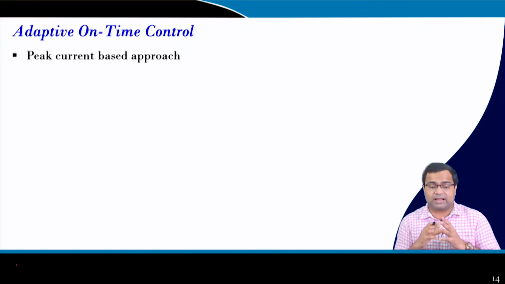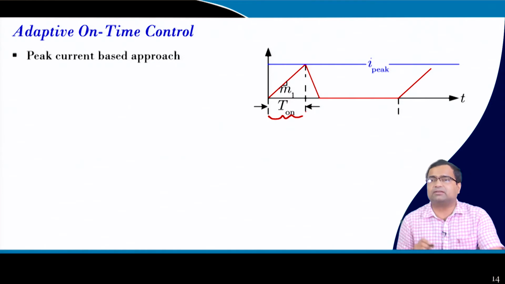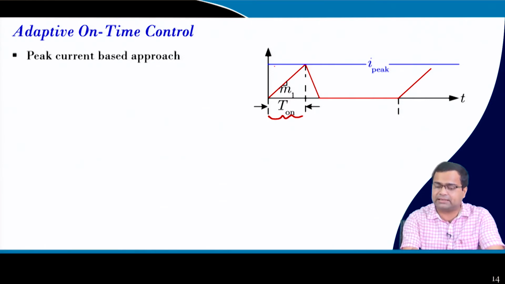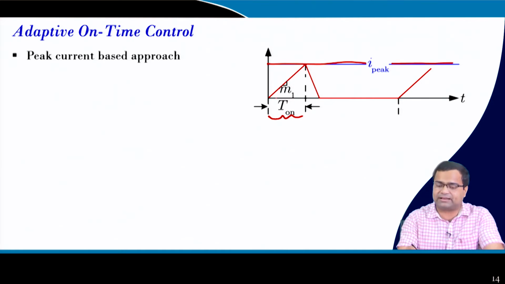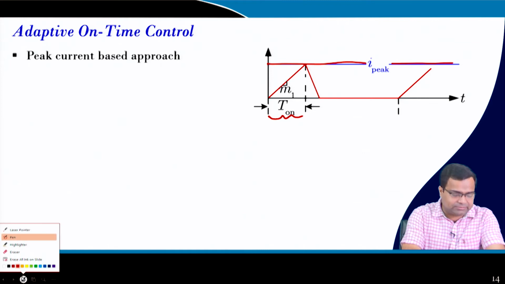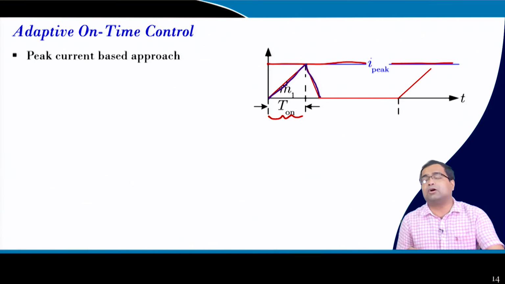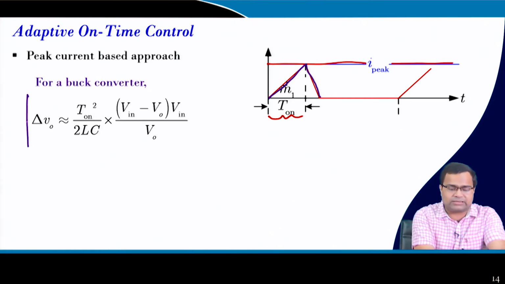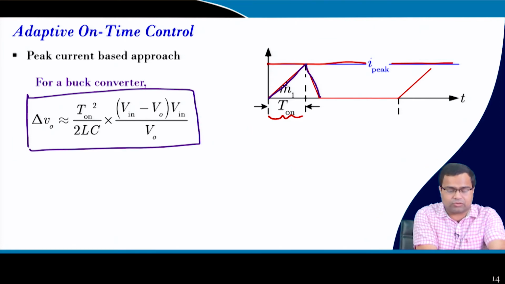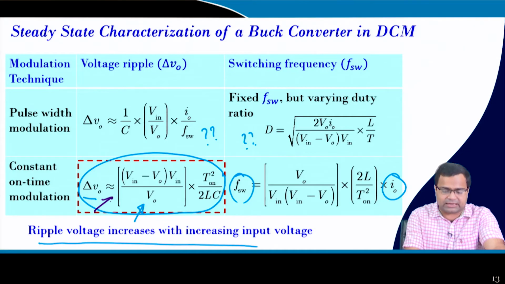We want to do it using a peak current based approach, where earlier our on time was set by a timer, but now we set the on time by fixing a peak current reference. If we keep the peak current reference, and this is my actual inductor current when it hits it, then with input voltage and output voltage constant under steady state, we already know the output voltage ripple expression of a buck converter under constant on time control, which we discussed in the previous slide. This is the expression that I am rewriting again.